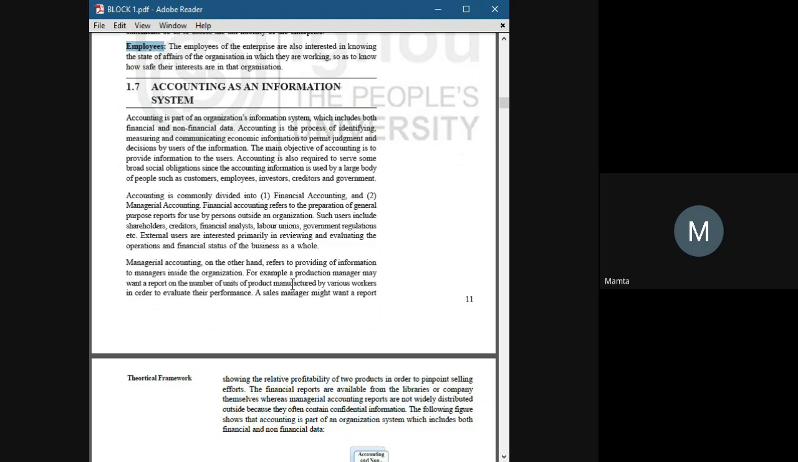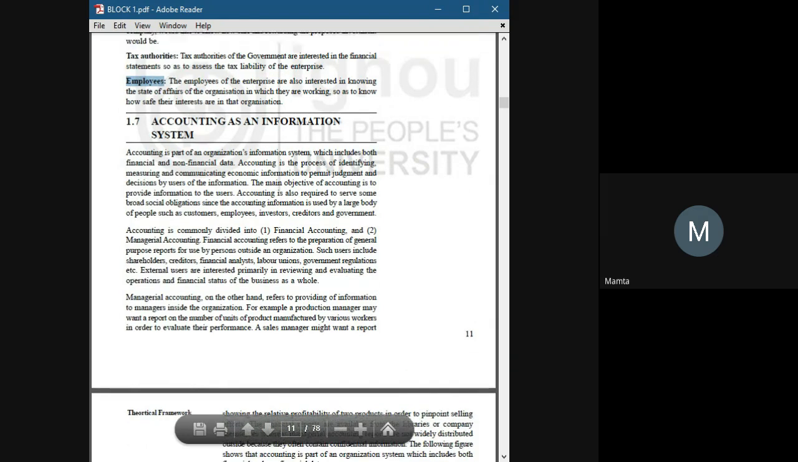Like government, lenders, investors, all these are the outsiders or external users. If we talk about managerial accounting, it refers to providing information to managers or the persons who are inside the organization. Basically, we can say that for all the internal users there is managerial accounting, and for all the external users there is financial accounting.